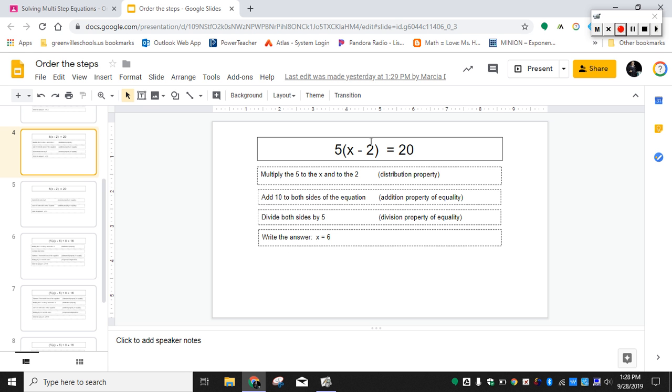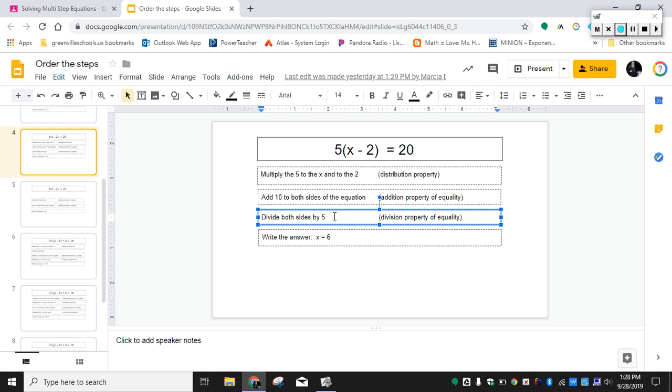So when I look at this equation, I may start by dividing both sides by 5. But if you look, it says divide both sides by 5 here. Well, that's great. But then if I did that, the 20 divided by 5 would be 4, and then I would just add 2 to both sides. But do you notice how there's a step here that says distribution property? So even though I might start by dividing both sides by 5, these steps are set up so that I would distribute first, then add the 10 to both sides, then divide by 5.